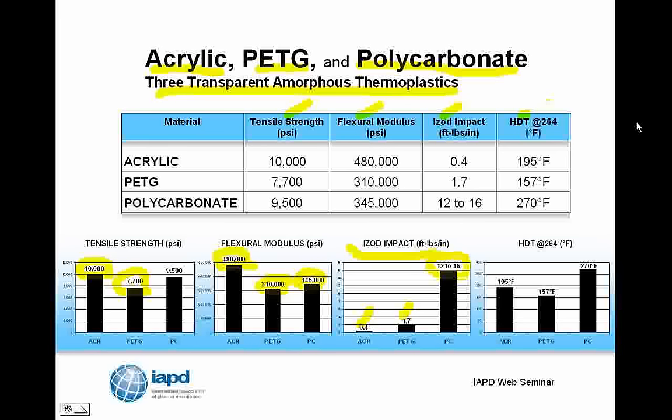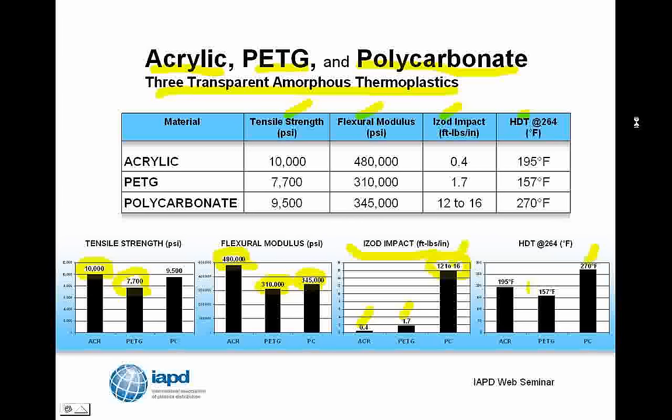And then let's move on to heat deflection temperature, the temperature at which the plastic gets soft. You can see that PETG softens at relatively low temperatures, followed by acrylic, and then here's polycarbonate. So, heat deflection temperature of 270 degrees Fahrenheit, quite a bit higher than either acrylic or PETG. And when you ask the question, why are acrylic and PETG generally considered commodities while polycarbonate is considered an engineering plastic, you only have to look at this very high toughness and very high heat deflection temperature to see why that's considered an engineering plastic and it's seen such wide use in industry.